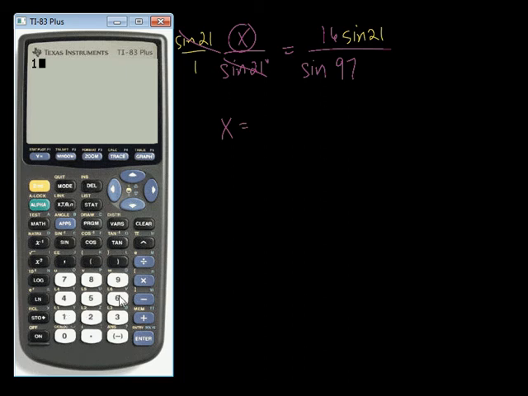I'll go 16. I don't even have to hit times. On this calculator, I just put sine of 21. Now, on your TI-30, what you would have to do is this. If I had the TI-30, I would go 21 sine times 16, and then equals. And then divided by what? Not sine of 97, but 97 sine. Then hit equals again, and then you'll get your answer.